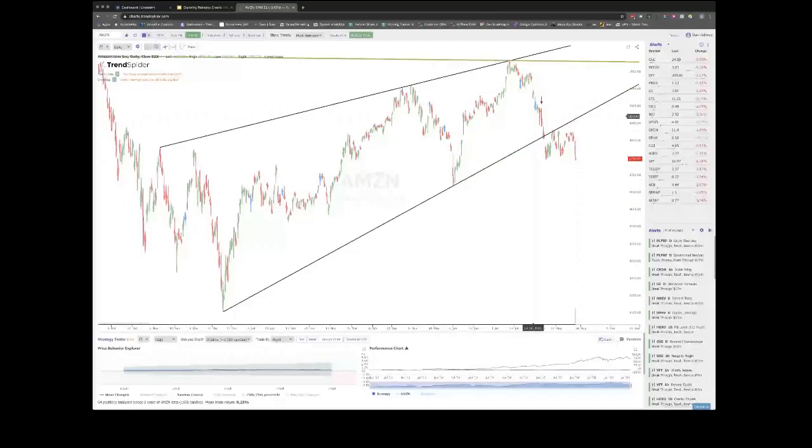Right. And Amazon's great because you see blue raindrops forming all the time. You see them on moves up and you see them on moves down. And you see them clustering before moves, which is some behavior that we've found to be very interesting. You know, and you can see that here.